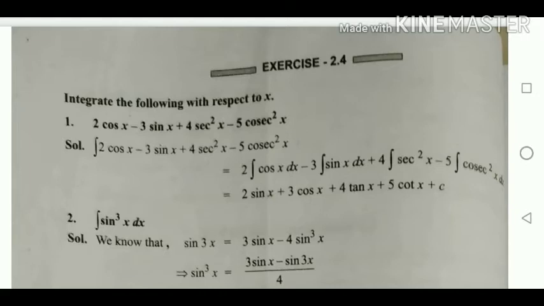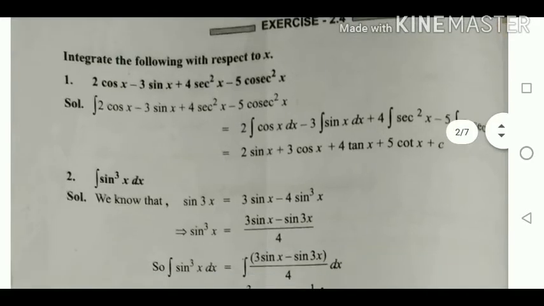Integrate the following with respect to x. In this exercise, if you know the formulas for integration of sin x, integration of cos x, integration of secant square x, as well as integration of cosecant square x, then it is easy for you to arrive at the answer. Now, integration of 2 cos x.